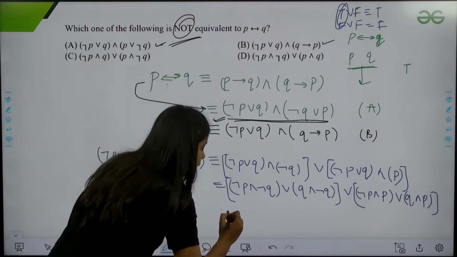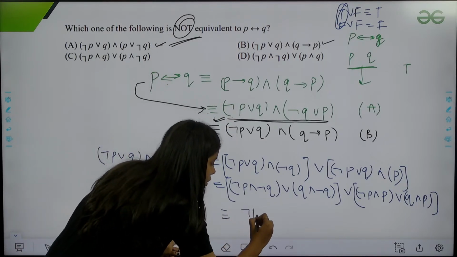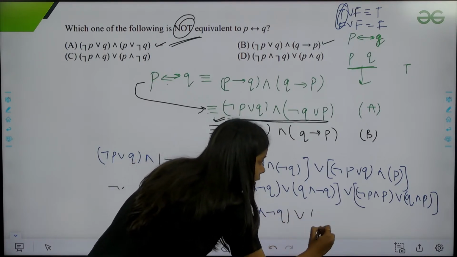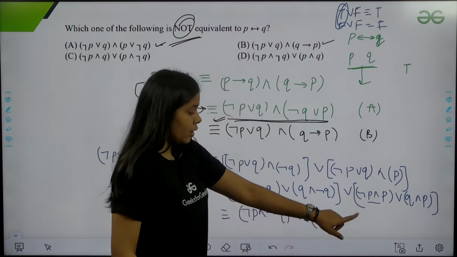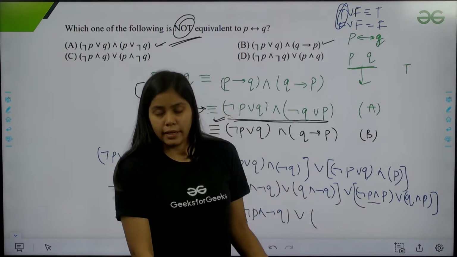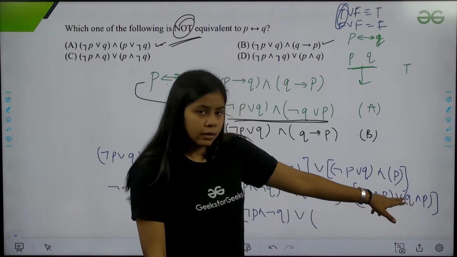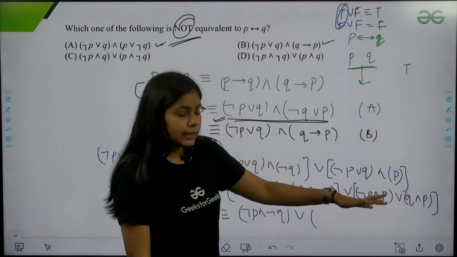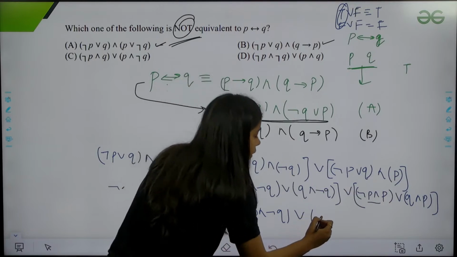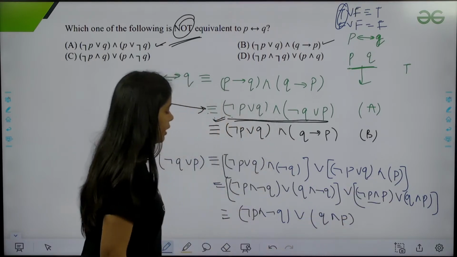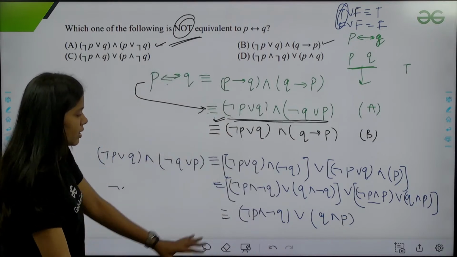So I can write here it is equivalent to negation P and negation Q, right? Or, and this will again be the same. Now if you will see, negation P and P will always be false, and if I take the OR connective with false, I'll get the function Q and P, right? Q and P.